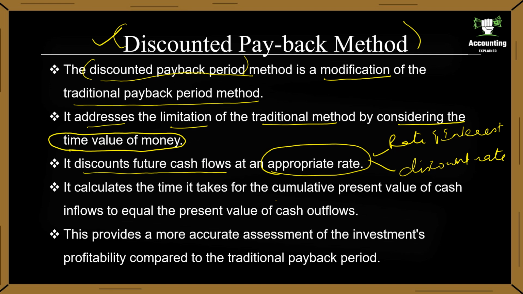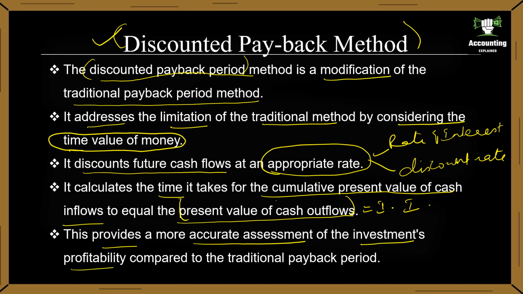It calculates the time it takes for the cumulative present value of cash inflows to equal the present value of cash outflows. The same thing which we did in the previous example, right? We added all the cash inflows, that is called cumulative cash inflows, to equal the present value of cash outflows. This is nothing but the initial investment. This provides a more accurate assessment of the investment's profitability compared to the traditional payback period. Here the answer we get will be more accurate.